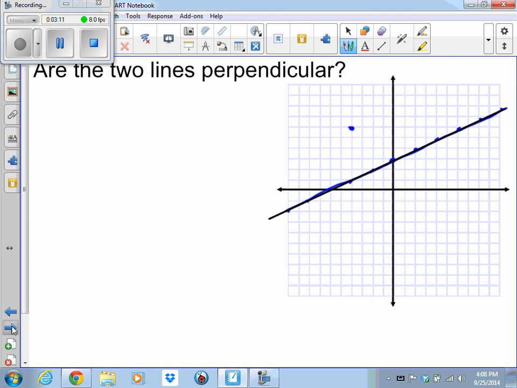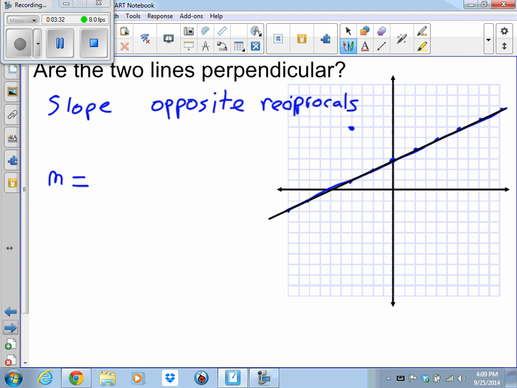Next one is perpendicular. Perpendicular lines have slopes that are opposite and reciprocal. Okay, so it's opposite reciprocals. I'll show you what that means. If I have a slope that's 1/2, the slope of a perpendicular line is going to be opposite, so it's going to be negative. This one's positive. The opposite of positive is negative. And reciprocal means I'm going to flip my fraction, so negative 2 over 1.